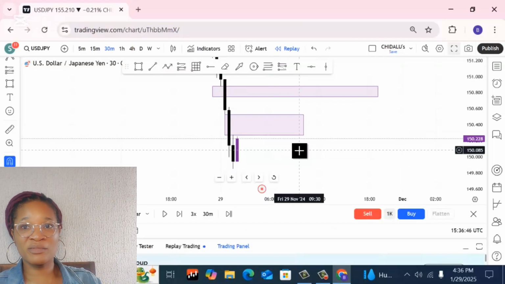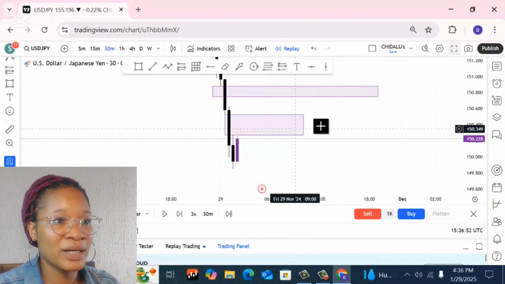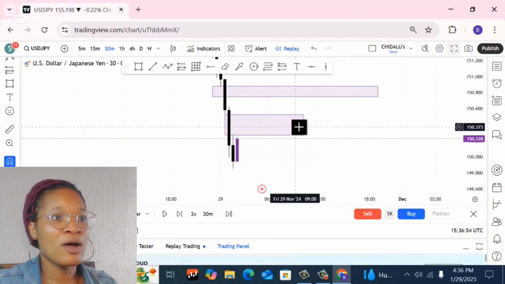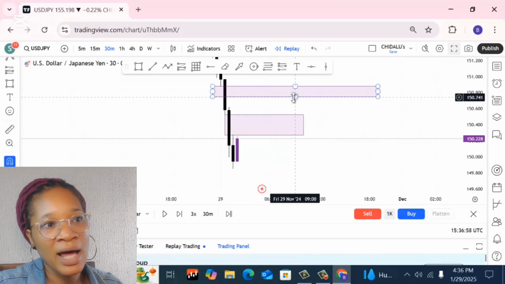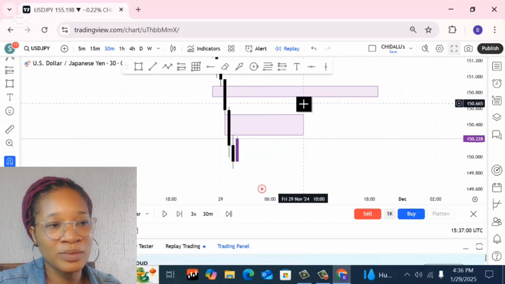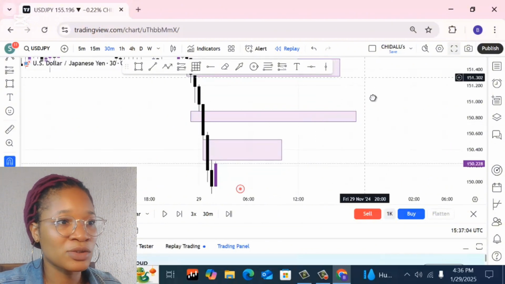And let's see if you have been following throughout. You can type your comments or what you think, why you think I didn't pay attention to this particular fair value gap, why I failed to take cognizance of this fair value gap and then focused on this one, right? If you have any idea why, just drop it in the comment section.